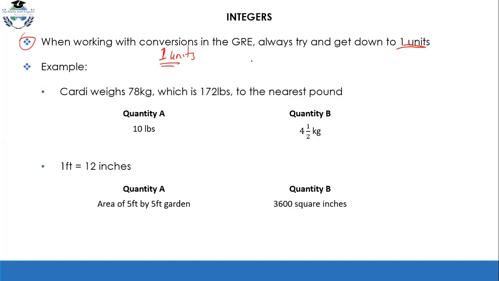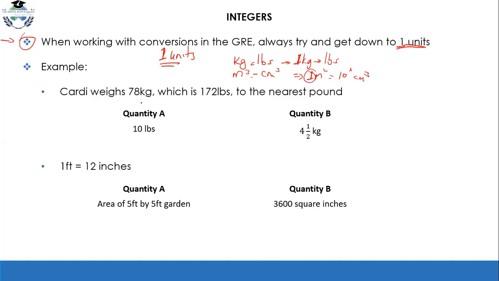If you're given a conversion from kgs to pounds here, always try to find what's 1 kg to pounds. If you're given meters cubed to centimeters cubed, for example, always try and find what 1 meter cubed is equal to in centimeters cubed, if it's 1 million centimeters cubed or whatever it is. So it's always important when you're working with your GRE to always try and get down to the 1 unit, like find whatever is going to be the conversion for the 1 here, right?